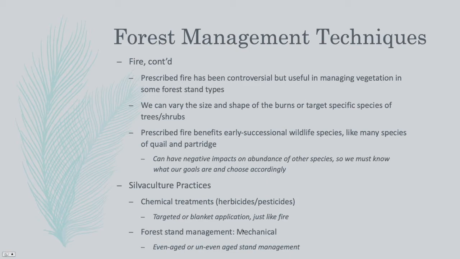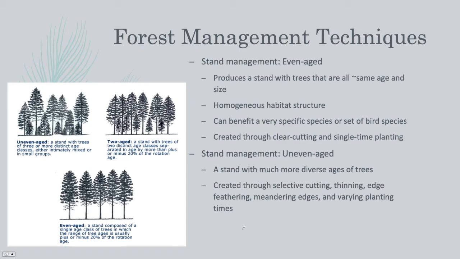There's also forest stand management where you're doing mechanical removal. And there's two main forest stand management categories. There's even-aged stand management and uneven-aged stand management. So of course, even-aged stands are composed of a single age class of trees, and you can see that depicted in the bottom of the figure on your slide. So this produces a stand with trees that are all approximately the same age and size. It's going to be very homogeneous in terms of habitat structure.